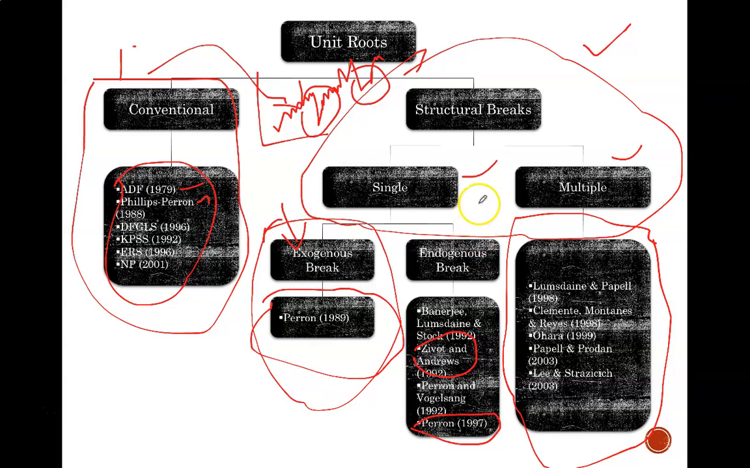Endogenous, on the other side, means that you let the statistical program run and estimate for you, and let the data tell you the story. Let the data tell you there's a break in 1997, there's a break in 2008, there's also a break in 2020. That's the difference between the two.